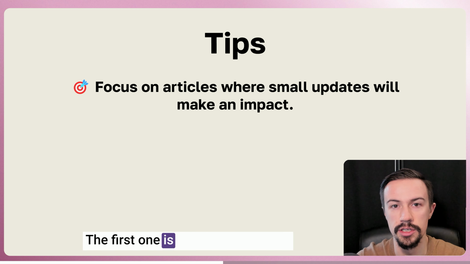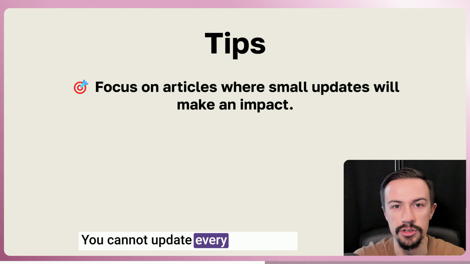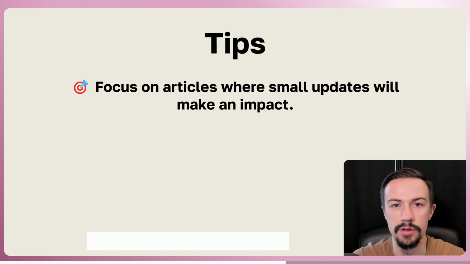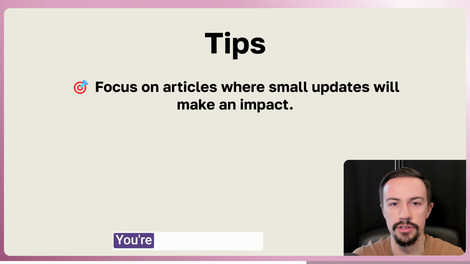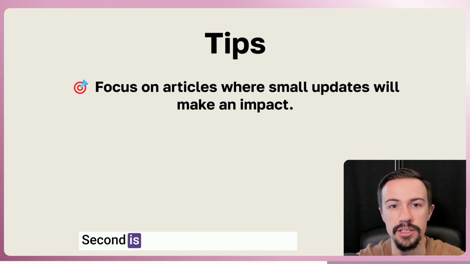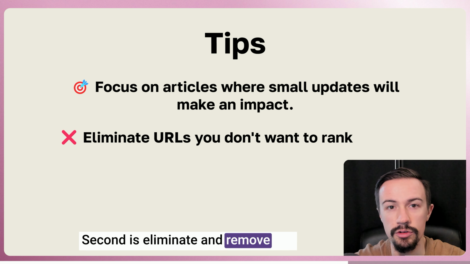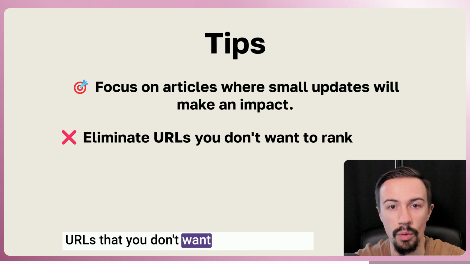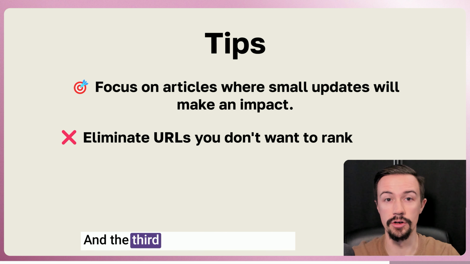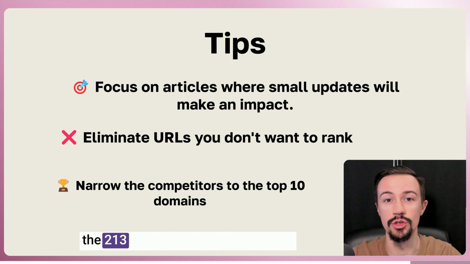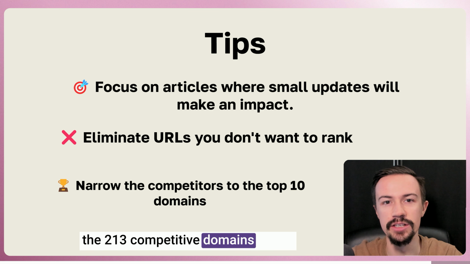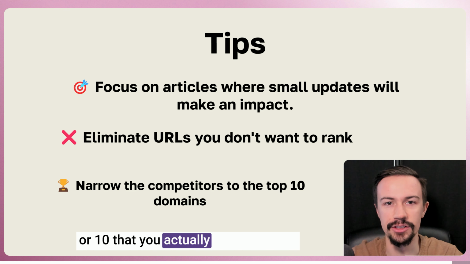The first one is consider your time where you're updating the articles. You can't update every single one. Make sure that you have an ability to compete on the articles you're actually updating. Second is eliminate and remove any URLs that you don't want Rivalflow to use. And the third is just to narrow down the 213 competitive domains to 5 or 10 that you actually compete with.